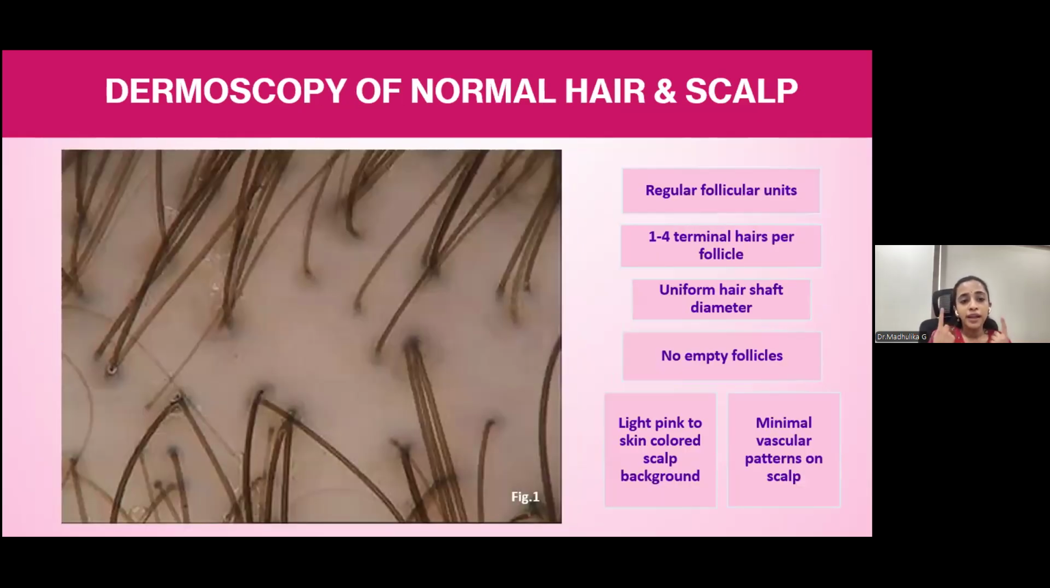So dermoscopy of normal hair and scalp as well. Normally when you look at a normal scalp and hair, usually from one follicle, you get almost 1 to 4 terminal hairs per follicle. Most of the follicles are that way, and these follicles are regularly arranged. There is no loss of follicles here. The shaft diameter is almost uniform. There will be very few telogen hairs compared to anagen hairs, and usually no empty follicles. The intervening scalp is usually light pink to skin colored. There is no inflammation, and it presents very minimal vasculature. Next slide.